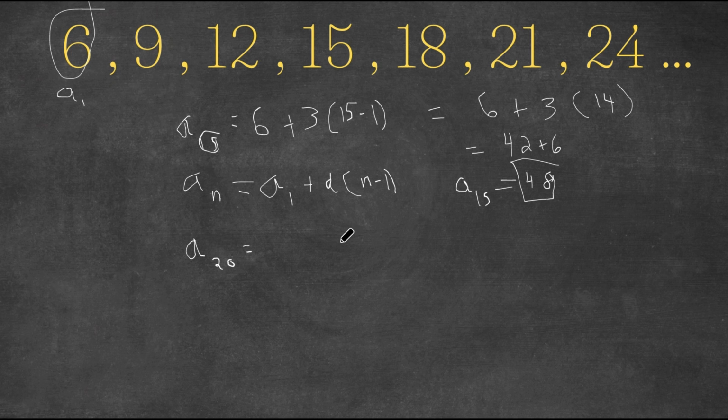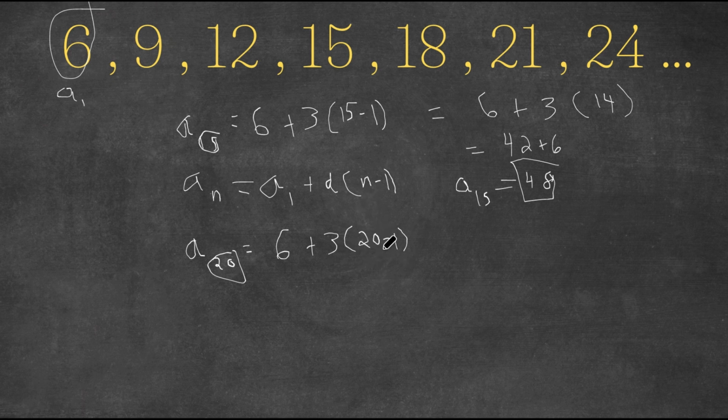All right, so I'm guessing you guys have had a chance to try to solve this. So remember, we're going to plug this into our formula here. Well, our first term, as we already know, is 6 plus d, our common difference, is 3 times n minus 1. We want to find our 20th term, so n is going to be 20. And then we have our minus 1.